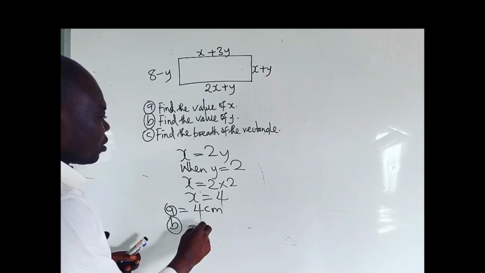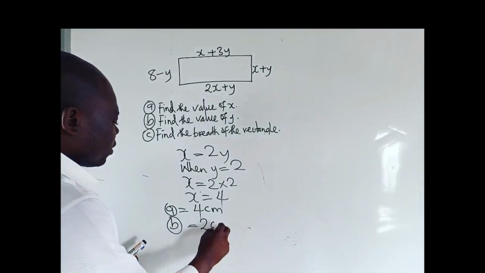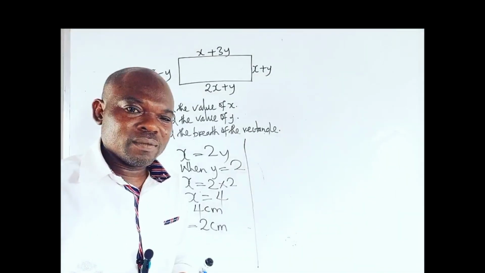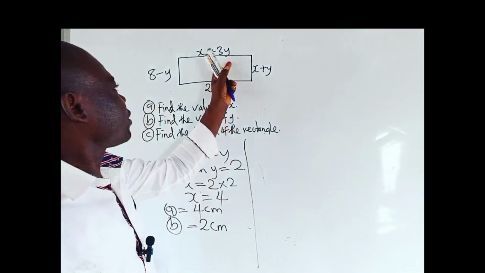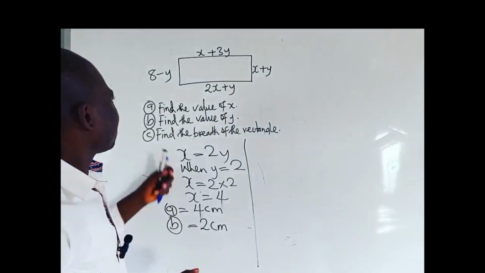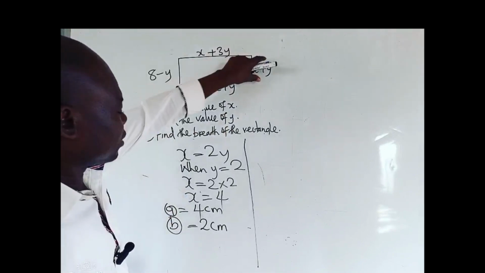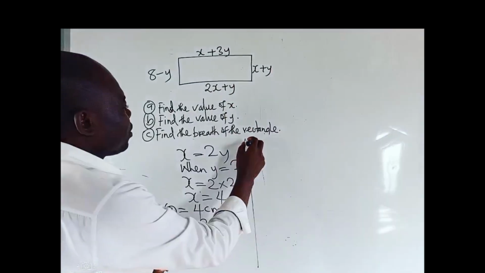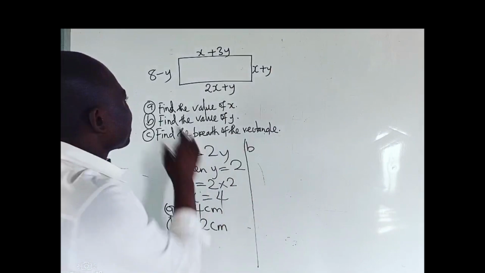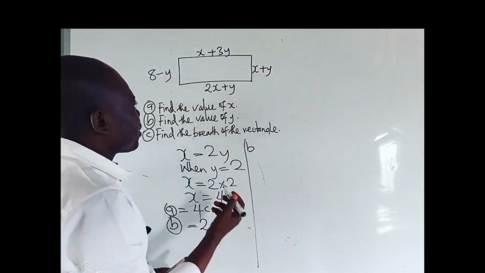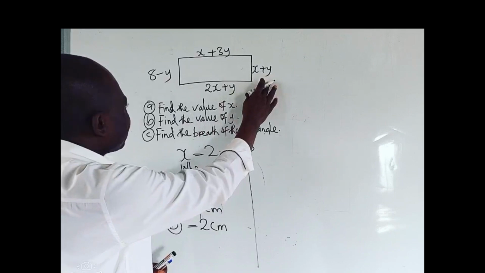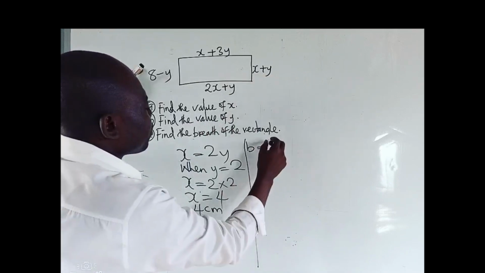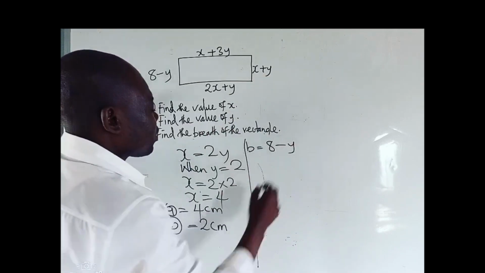We have solved for x, and y equals 2 cm, and we are told to find the breadth of this rectangle. To get that result, we pick this and this and substitute these values into them. So we have our B, the breadth. You can pick any of them, one of the sides. Either we pick this or this. We can call the breadth B. Pick any of them: 8 minus y.